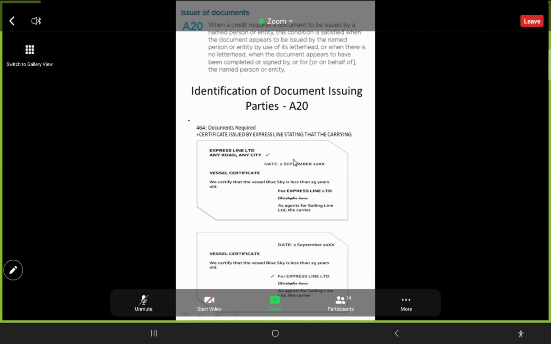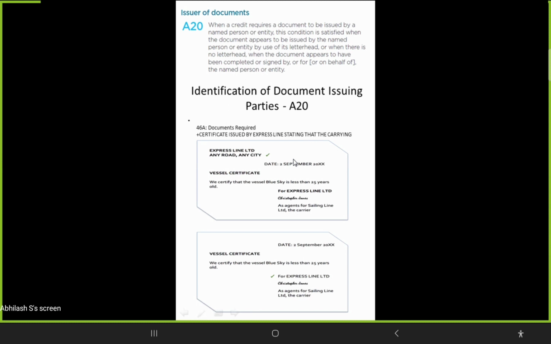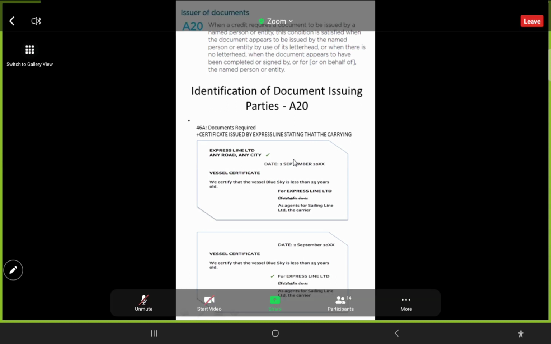So basically, we should remember that if the word certificate comes into the picture, then it should be signed anyhow, right? Yes. Always, all the certificates, declarations, and statements are to be signed. Okay. Thank you.